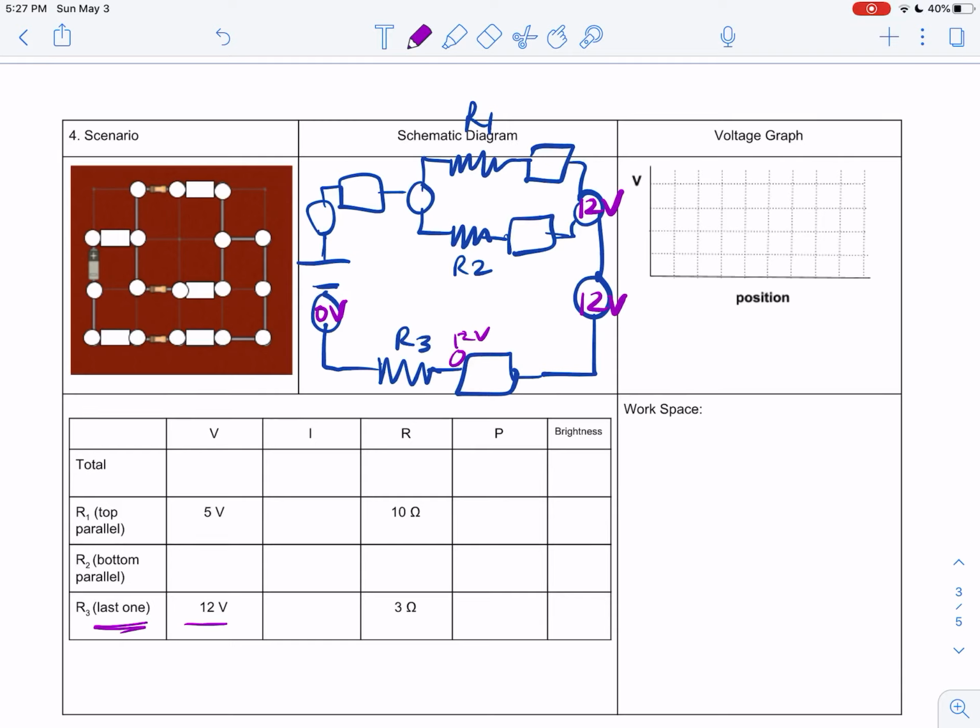All right. And then I see the top parallel one has a 5 volt drop. Well, if it ends at 12 and it had to drop by 5, this is going to have to be 17. Okay. And if this is a 5 volt drop across the top, it's going to also have to be that across the bottom because those are in parallel. 5. Okay, so let's go ahead and calculate. V equals IR. Okay, 5 equals half times 10. Okay, and 12 equals 4 times 3.